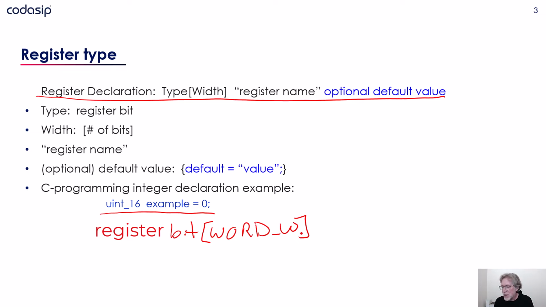Now, after I've done the register declaration type and its width, I need to give it a name. And I'm going to give it the name of PC. So R stands for register, P for program counter. And now I want to give it a default value. So I'm going to do a curly bracket, default equals 0. And that's how I can define a register type using a default. Very similar features, just like you were declaring an unsigned variable in C.